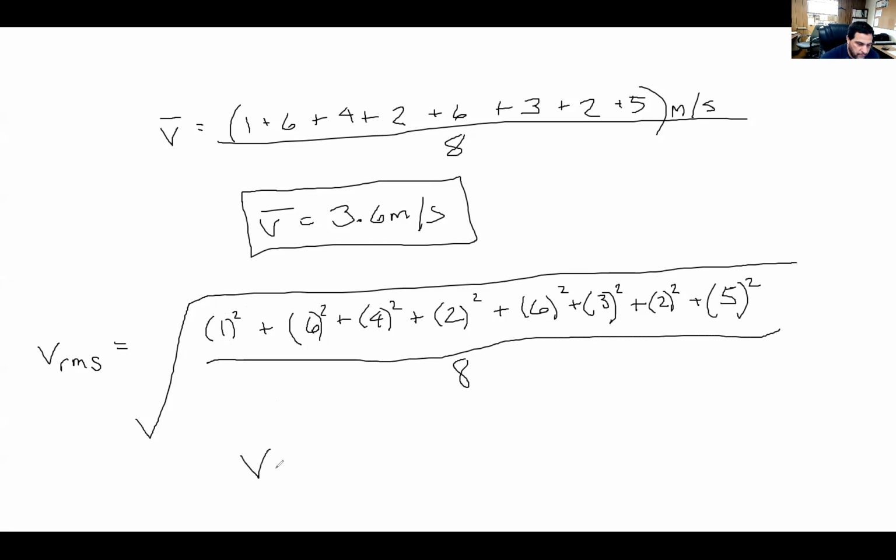So the velocity RMS, not using the previous equation, but using a bunch of data points, is 4.0 meters per second.